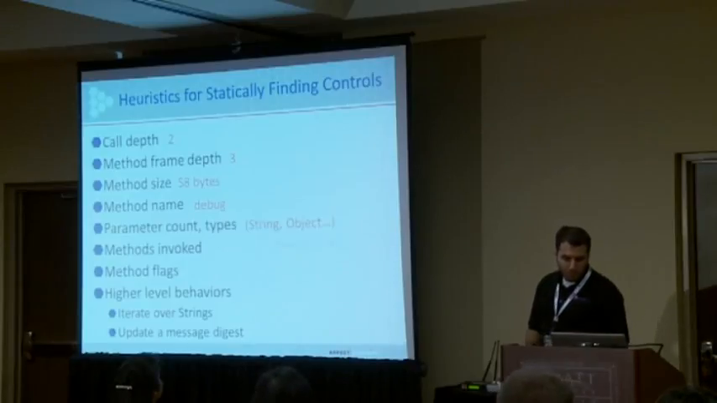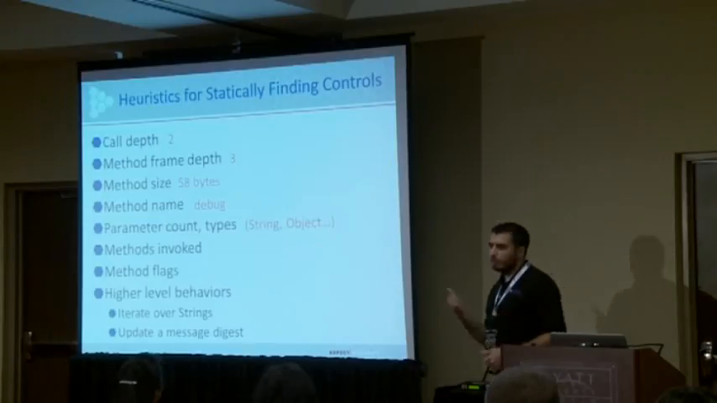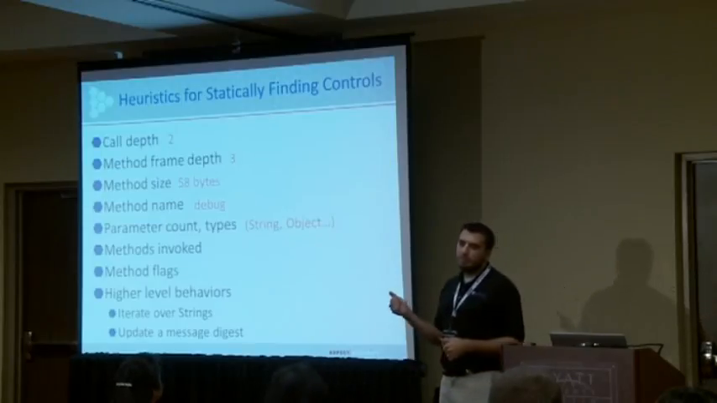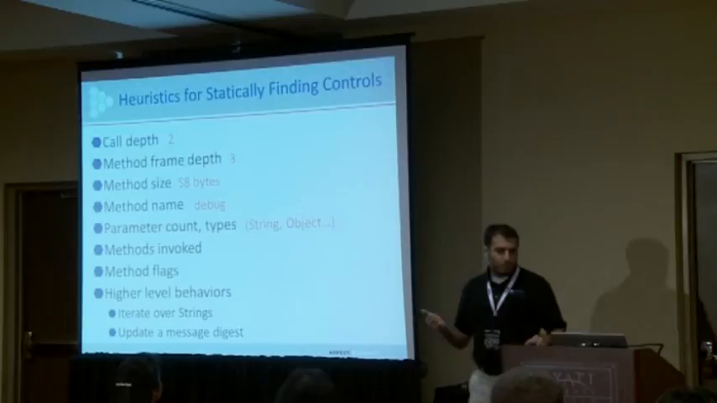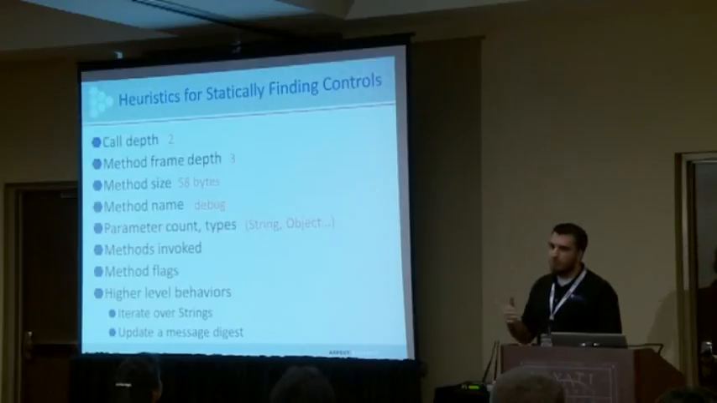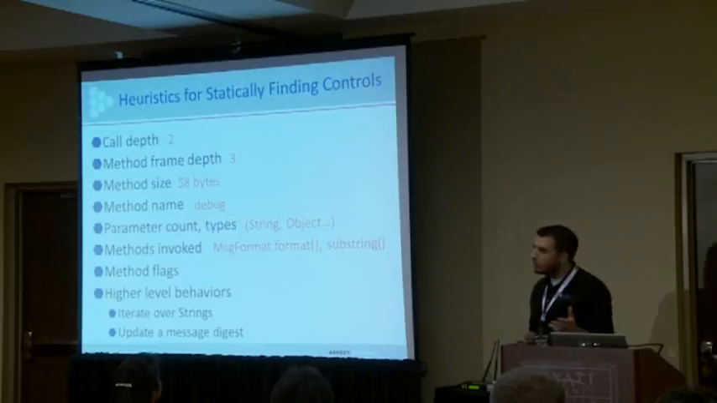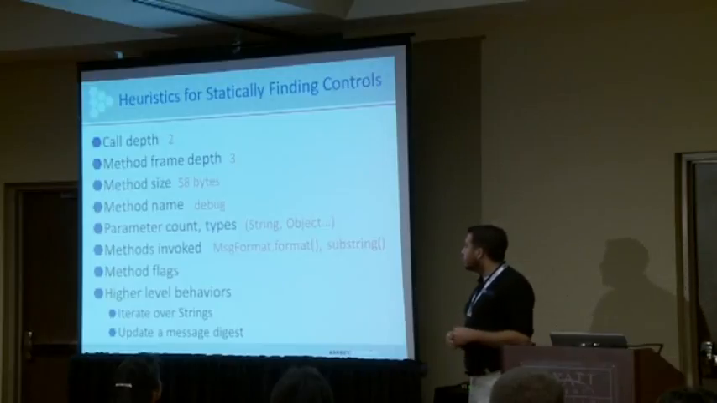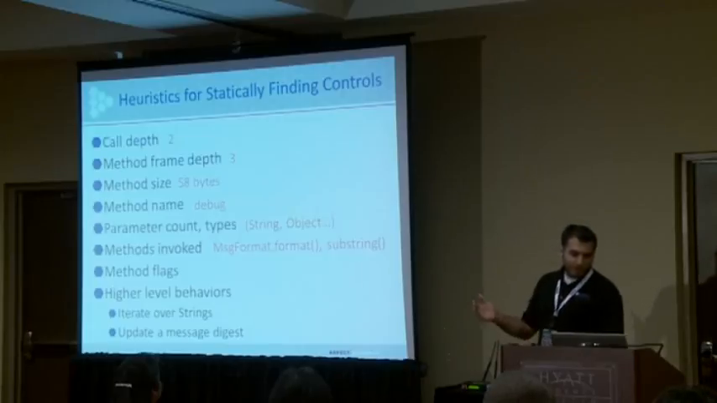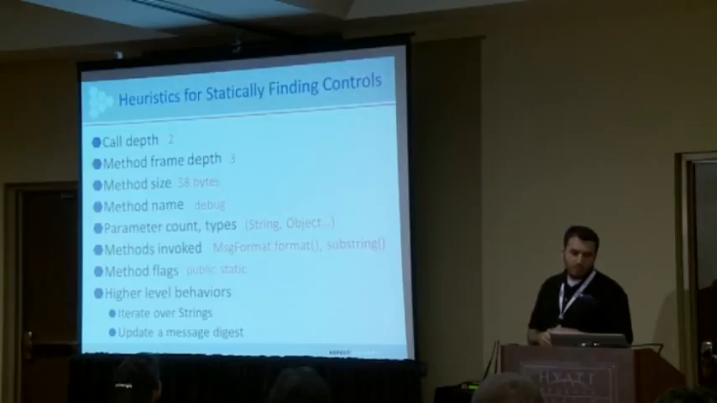What are the parameters? A string and an object ellipsis, which means a variable number of arguments. So maybe you're starting to figure out what type of method this is, what type of security control this is. So what are the methods that it invokes? MessageFormat.format and substring. Is this a private method? Is it whatever? So we check, and it's a public static method.